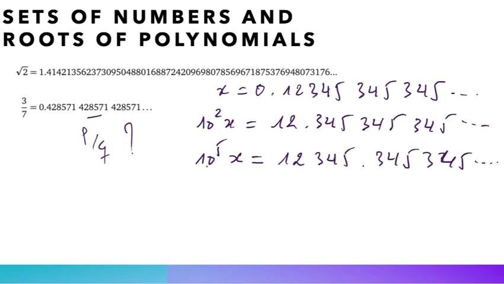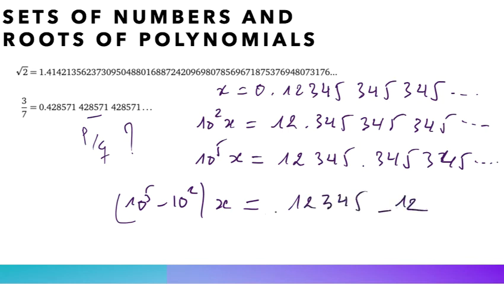And now if we subtract both of these equations, we get (10 to the 5 minus 10 squared) x equals 12,345 minus 12. And actually, now if we divide this number by this number here, we get x as a fraction. What we have shown here is that rational numbers are exactly those numbers which have a periodic decimal expansion. From this, we deduce that the square root of 2 has no period, because we have seen that the square root of 2 is not a rational number.